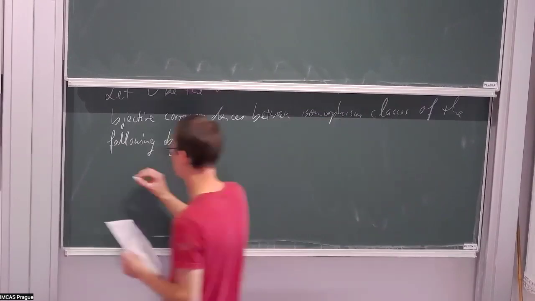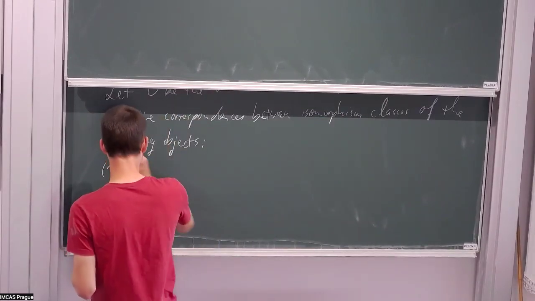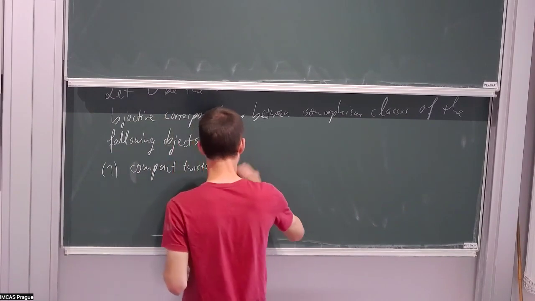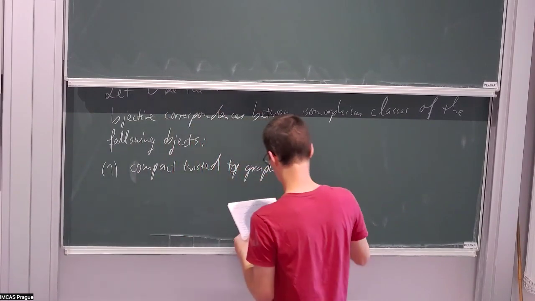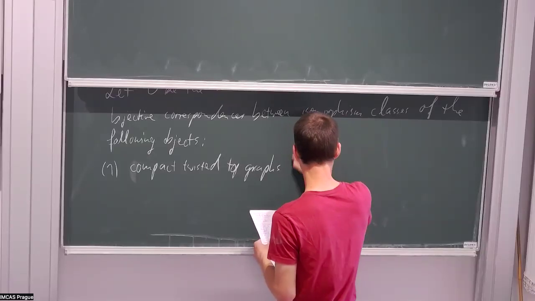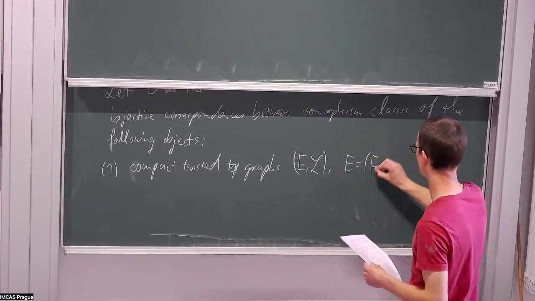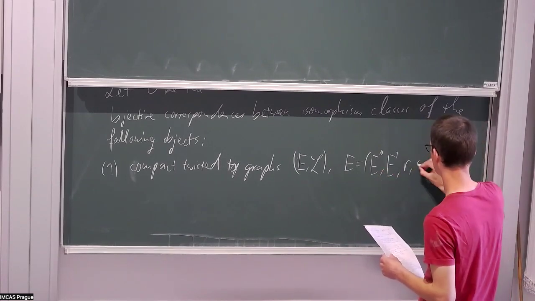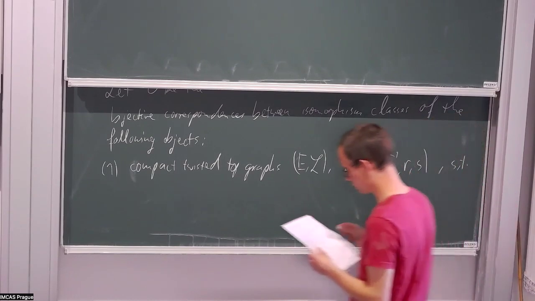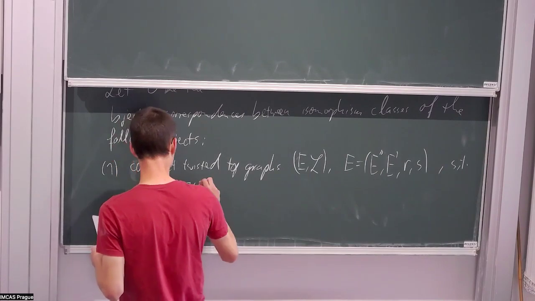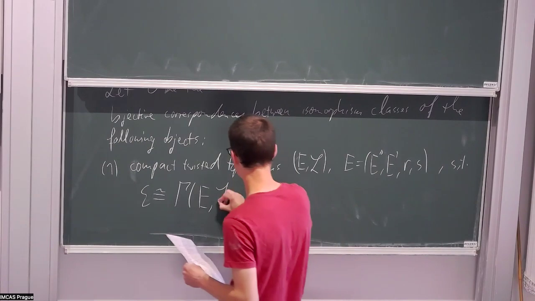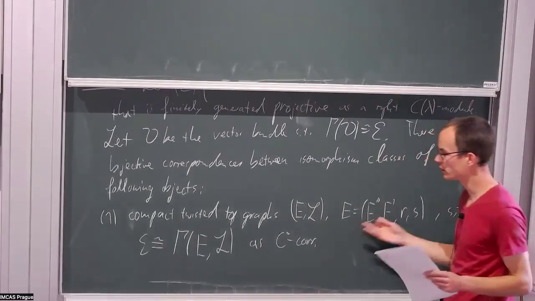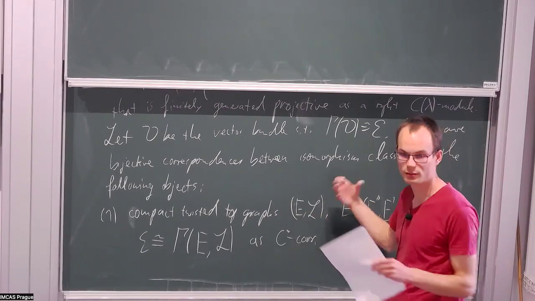Okay, so first of all, twisted or compact twisted topological graphs E, where E, I always write E for this topological graph consisting of vertex space, edge space, range, and source, such that E is the C-star correspondence associated to this twisted topological graph. Okay, so this is the thing that I'm actually interested in. I'm interested in topological graphs inducing my C-star correspondence.